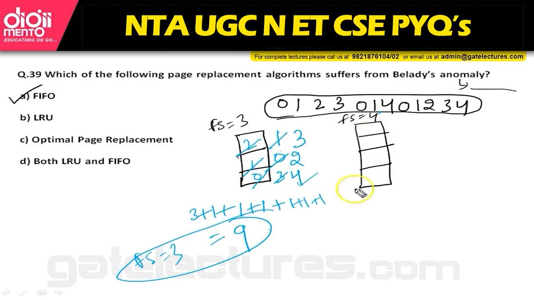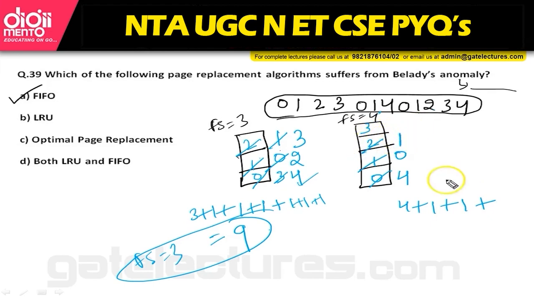Let's see when the frame size is 4. Obviously it should be reduced, but let's see. So 0 1 2 3, 4 page faults already occurred. Next is 0 1, which are hits. Then 2 3. Now 0 is a hit, 1 is a hit. Now 4. Which one should be removed? Obviously 0 will be removed because it is a FIFO technique. So 4 will come here. Then I have 0. Then this one will be removed. Then I have 1.